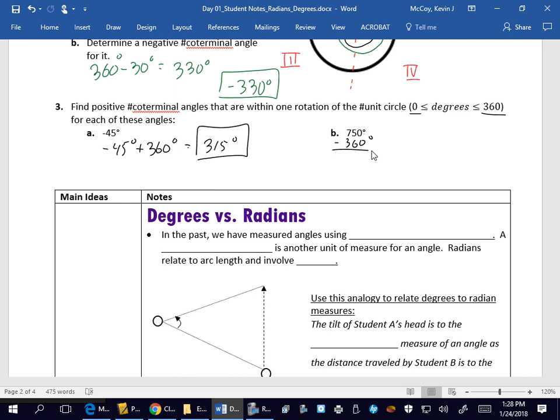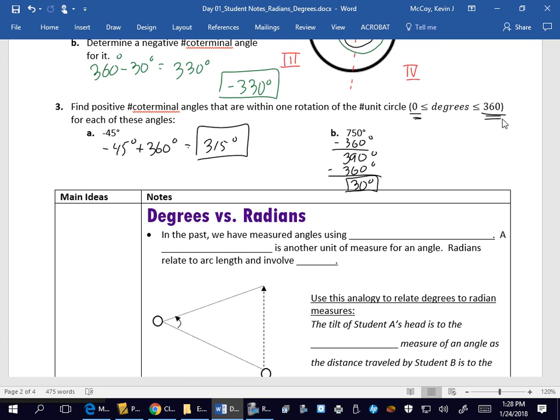So 750 minus 360 is going to be, what is that, 390? Yeah. But 390, again, is outside of 0 to 360, so we need to do it again. We need to subtract another 360. And when I do that, we end up with 30 degrees. And 30 degrees, again, is in between 0 and 360.